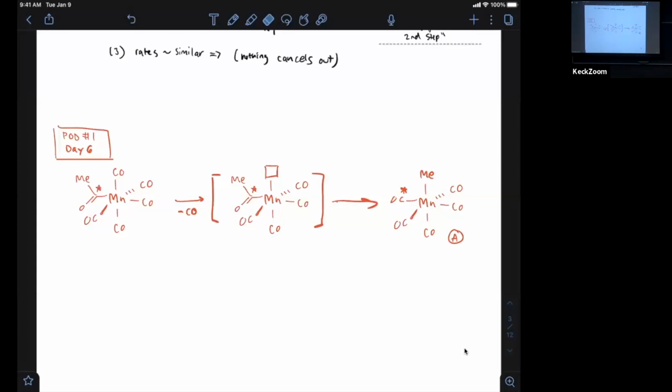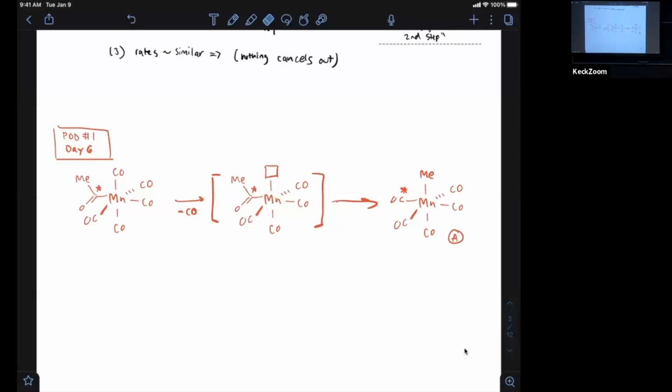Can the first step be explained by sysophens? Why are we not losing this? Yeah, that's a good question. So what do you think would happen if you lose the trans CO out of that? There will be no empty coordination site that's next to it.